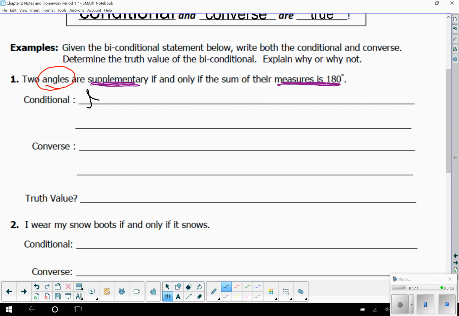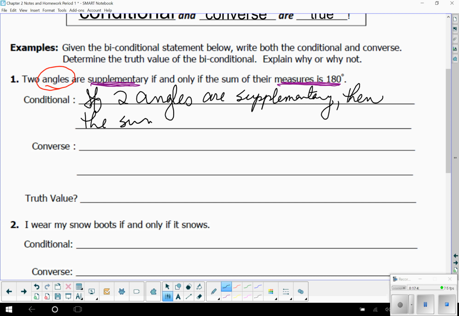So if two angles are supplementary, then the sum of their measures is 180.